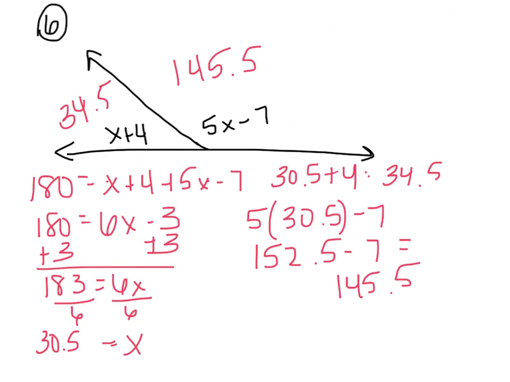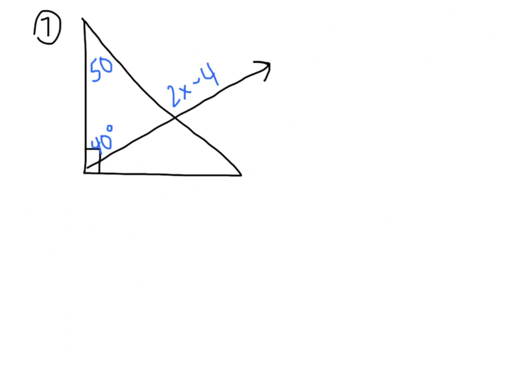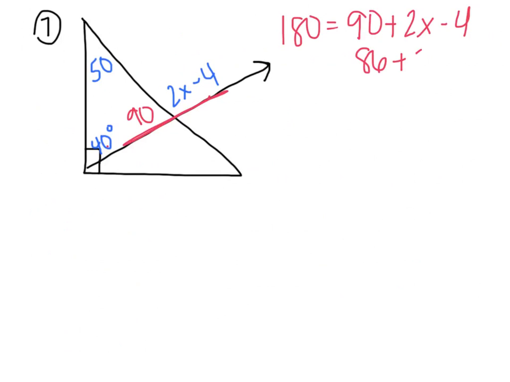All right, we're going to try one. This is very similar to what you saw on your quiz, but now we're going to try it with an equation. So, first we can figure out this smaller triangle. So 50 plus 40 is 90. And if a triangle has to equal 180, 180 minus 90, this is also going to be 90 degrees. So now we can figure out this supplementary angle and say 180 equals 90 plus 2x minus 4. So 90 minus 4 is 86 plus 2x.